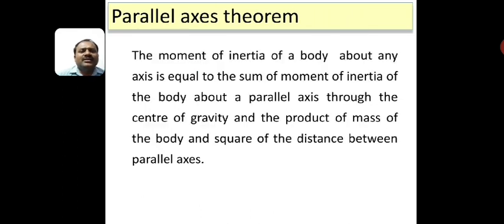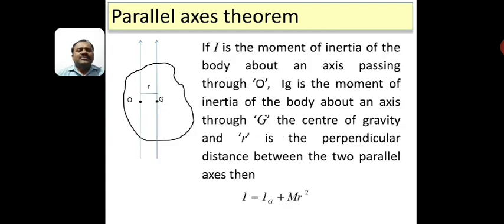Moving on to the next, the parallel axis theorem. The moment of inertia of a body about any axis is equal to the sum of the moment of inertia of the body about a parallel axis passing through the center of gravity and the product of mass of the body and square of the distance between the parallel axes. To understand that statement, consider a rigid body. In that rigid body we have two axes. One axis is passing through the point O, another axis is passing through the point G, where G is the center of gravity, and R is the distance of separation between the two parallel axes.